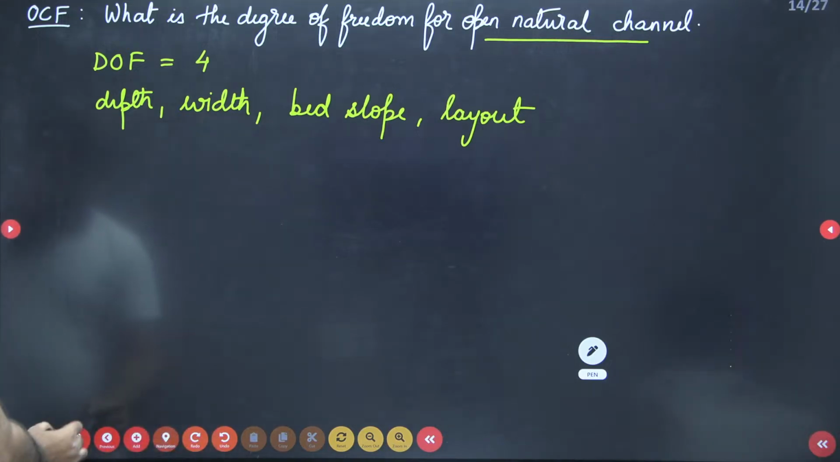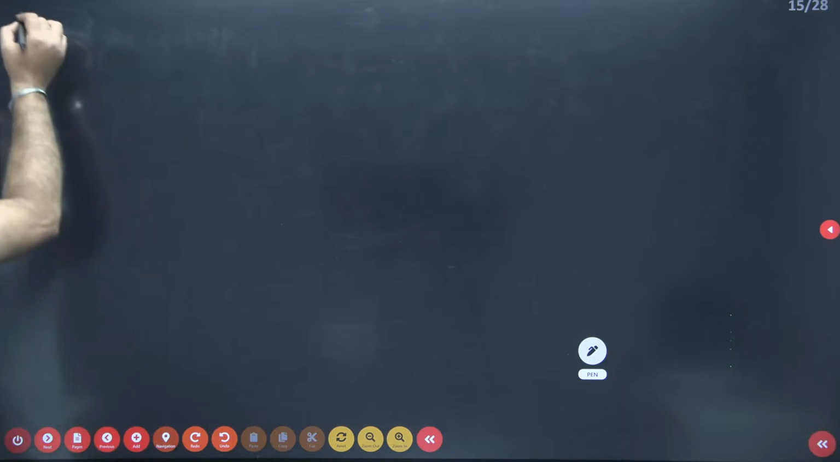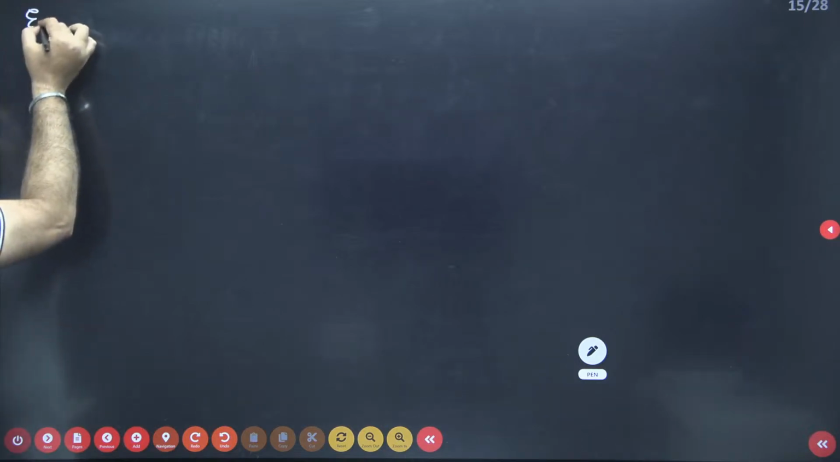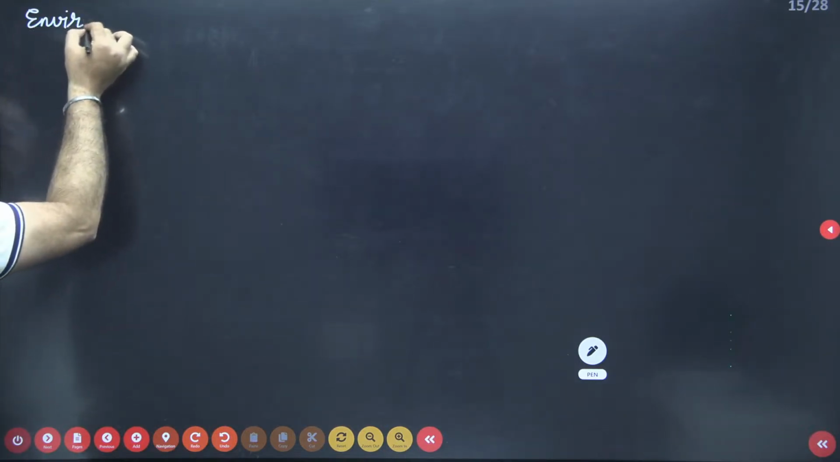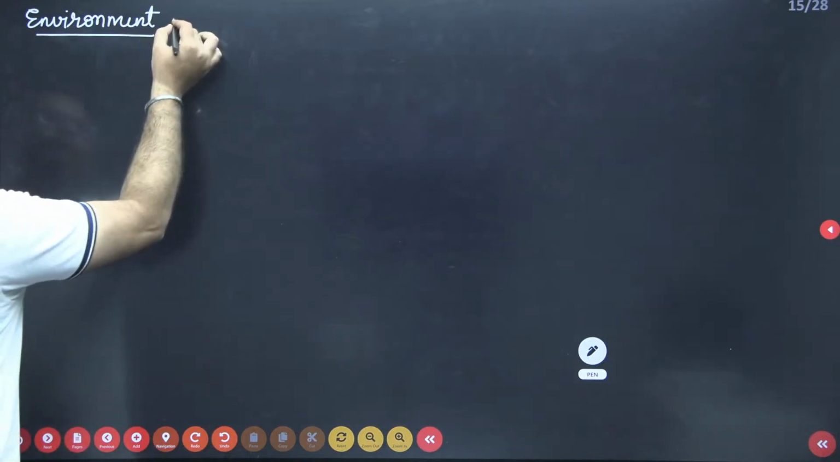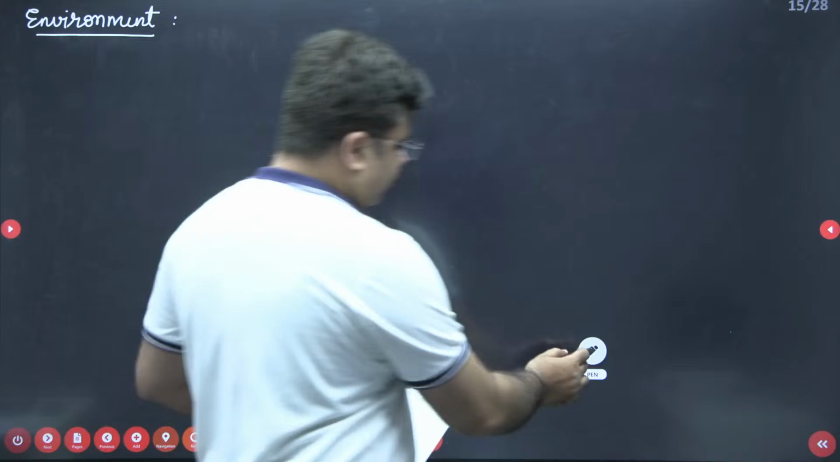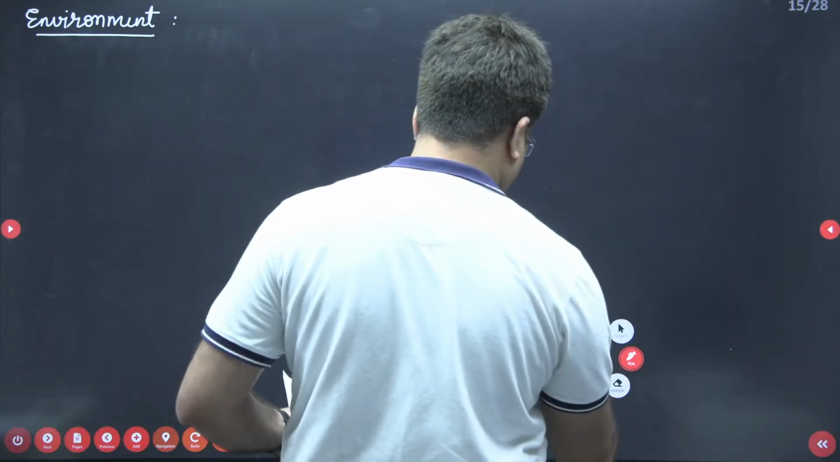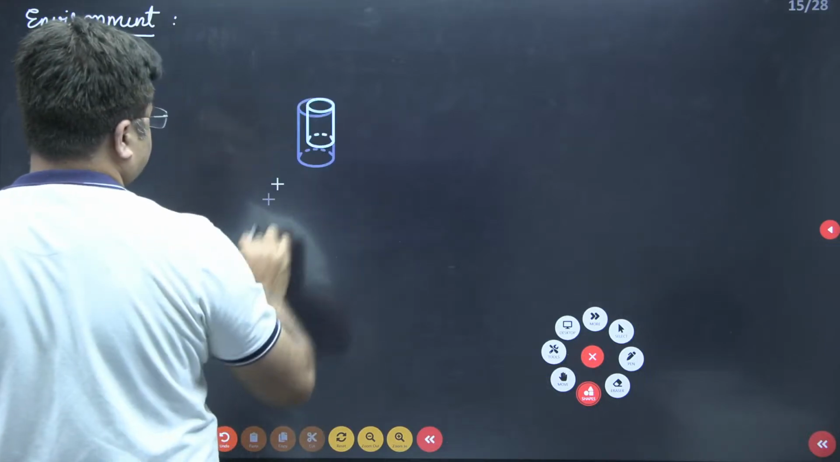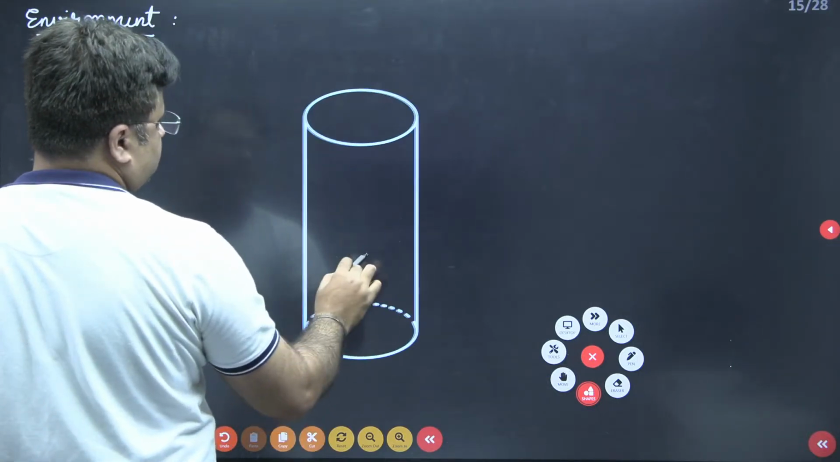Now we got another question, and this question is from environmental engineering, right? So we got one well. This is the question from environment. In this question, you are given a main well like this. This is your main well.